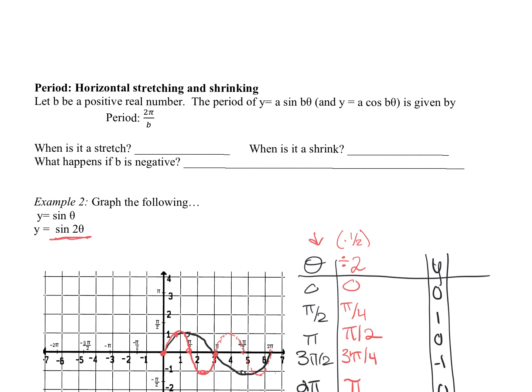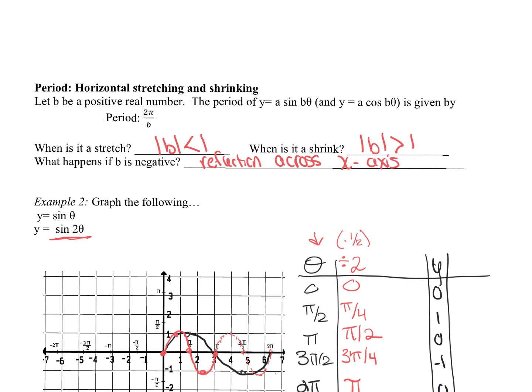So up here, when is it a stretch? When the absolute value of b is actually less than 1. And in the case we just had, the absolute value of b was greater than 1, so it was a horizontal compression or shrink. If we make b negative, we are making all the x values negative, which means it would be a reflection across the x-axis.